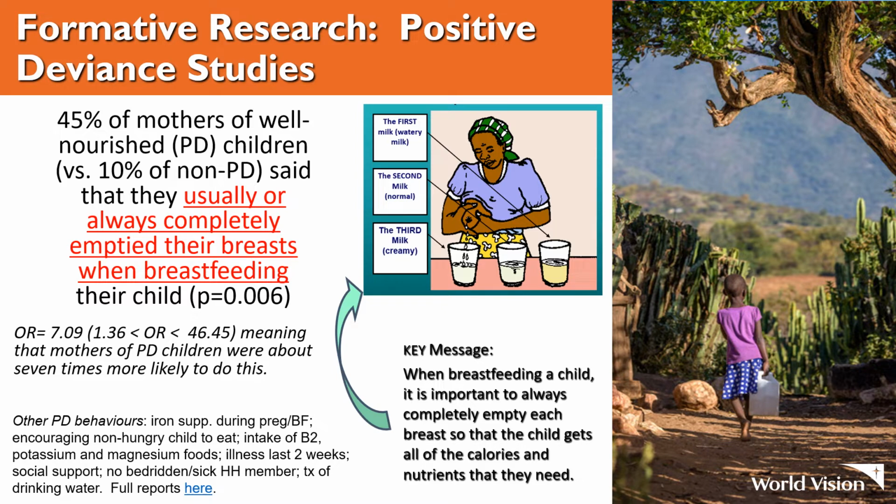This study also found about 10 other important findings, one of which was that PD children were 3.6 times more likely to be consuming treated drinking water than malnourished children. So we boosted our emphasis on WASH in the project.